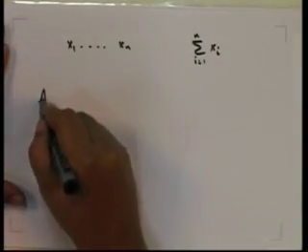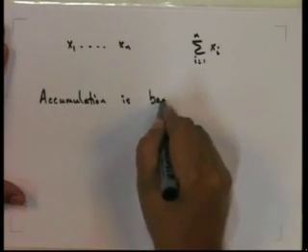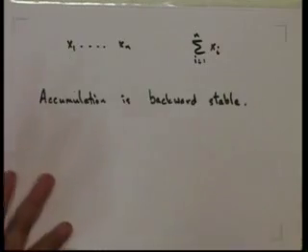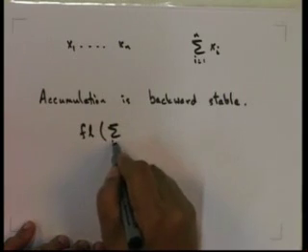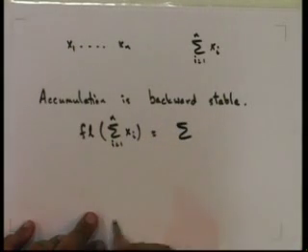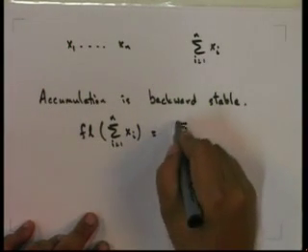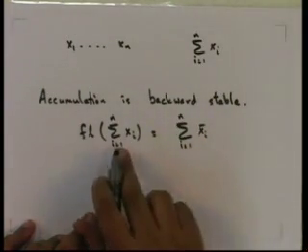Okay, so it turns out that accumulation is backward stable. Now what do we mean by that? Well, we have to show that FL of summation i from 1 to n of xi is really the summation of some nearby problem, is really the summation from i from 1 to n of xi bar, where the xi bars are close to xi. That's what we have to show.